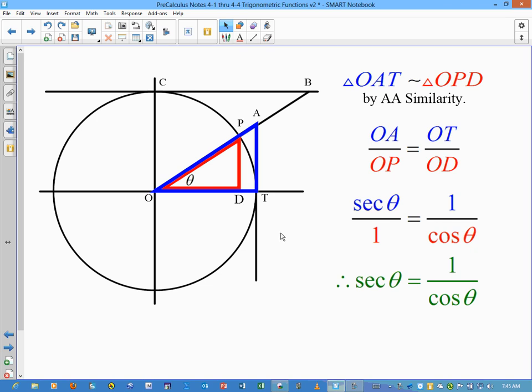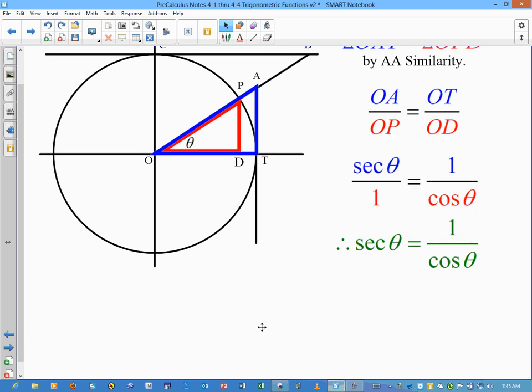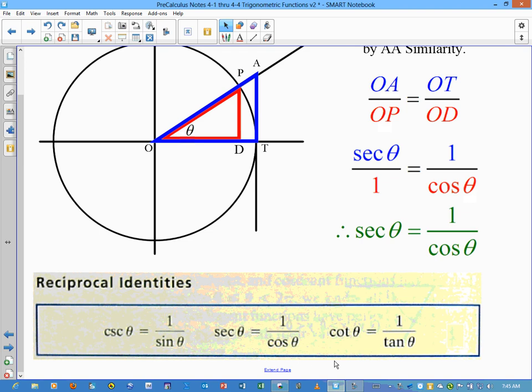I could have done this with any circle. I used a unit circle just for simplicity, because notice how OA for any circle would be r secant theta, and then the radius, OP, would be r, and then the two r's would just cancel themselves out. So it still works for any circle. I just use the unit circle for simplicity. And in a similar fashion, we can prove all of our reciprocal identities, which are these three. So now we can see the proof of why secant and cosine are actually reciprocals of each other.